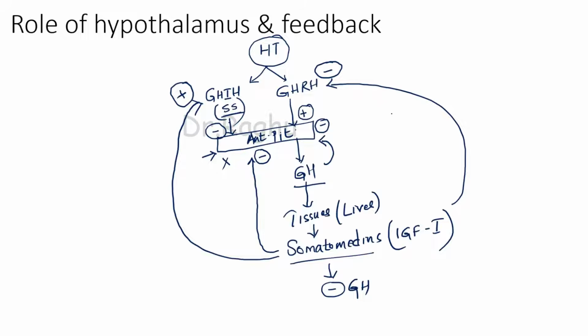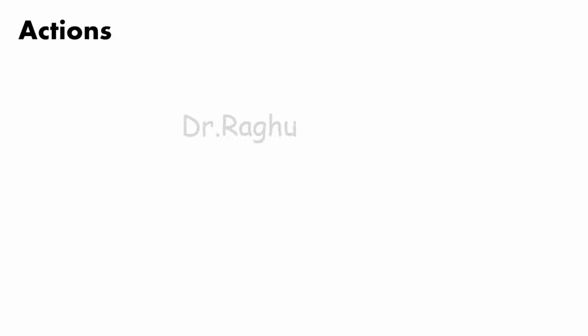Now there is one more hormone which I had mentioned, which is called ghrelin. From where is it produced? This is produced basically from the stomach. And what does ghrelin do? Ghrelin acts on the anterior pituitary and stimulates it for the secretion of growth hormone. So this feedback mechanism and the role of the hypothalamus is what we are supposed to write. Next, let's try and understand the actions of the growth hormone.